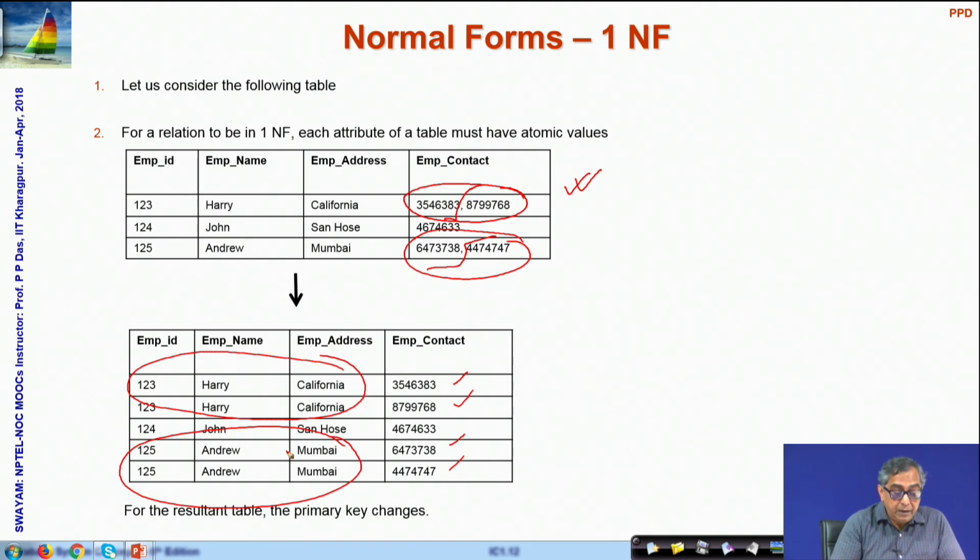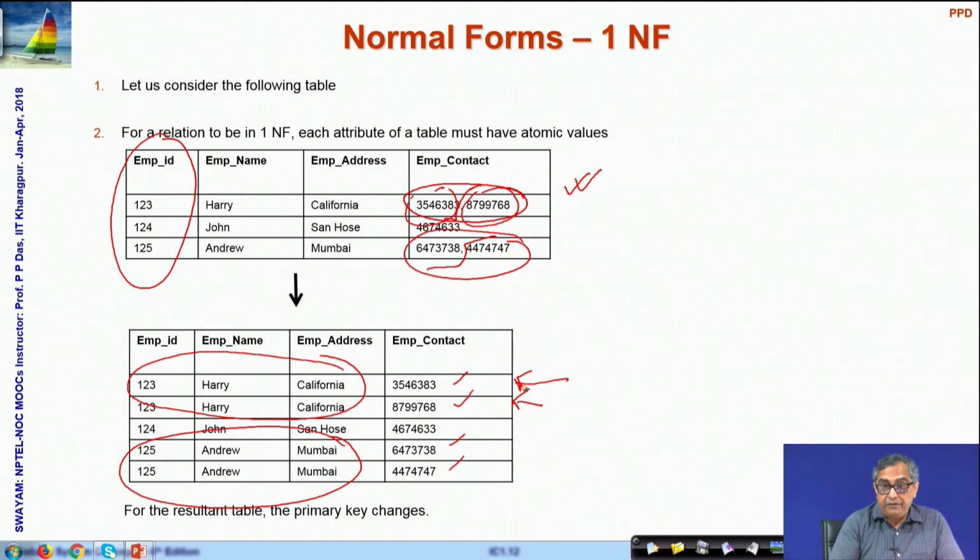This will clearly tell you one thing: when we normalize from a not normal table to a 1NF table, in the not normal table my key was certainly employee ID. EMP ID uniquely identifies every row 123, 124, 125, but because I had multiple values for this employee contact field, I had to create separate rows, and once I do that, naturally now the employee ID itself cannot uniquely identify.